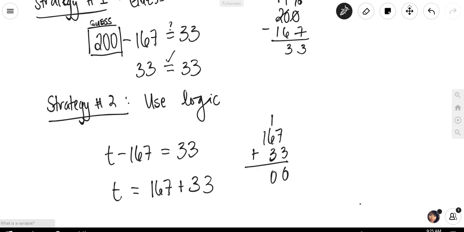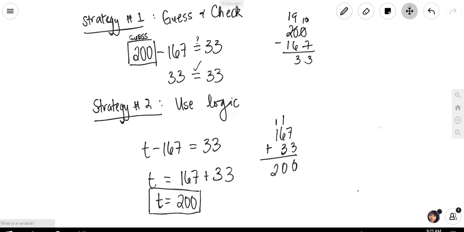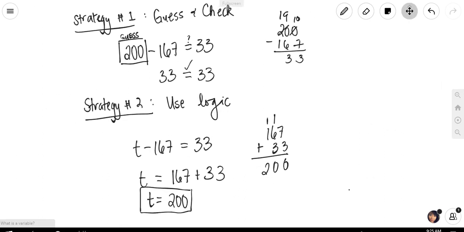And indeed, I would get 200. Either way, you get the same answer. 200 toothpicks were in the box originally. In the next video, I will go over how to solve a one-step equation. But if you're not sure how to do that yet, these are both legitimate ways to solve for your unknown variable: to just plug in some value and guess and see if it's correct, or check and see if your guess is correct. And then you could also use logic.